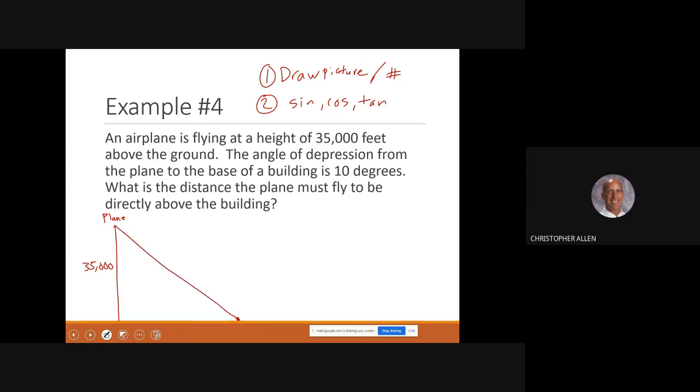Now here's the thing, guys, this one's a little different. Here's that horizontal line. Remember when we did that Kahoot, you have to have the horizontal. This is the angle of depression right here. And it tells us that the angle of depression is 10, so this is 10 degrees. So that's cool.